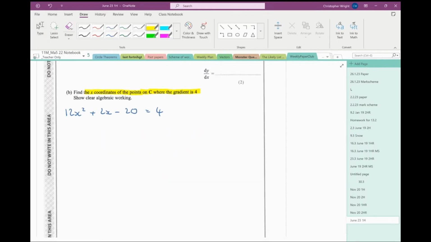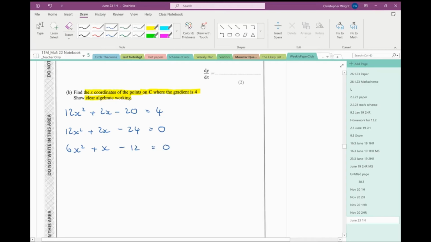Now it says show clear algebra, so I think that there are going to be fractional or whole number answers to this quadratic equation. I'm guessing I'll be able to factorise it. Right, let's set it equal to 0. 12x squared plus 2x minus 24 equals 0. Divide over 2 to make it more straightforward.